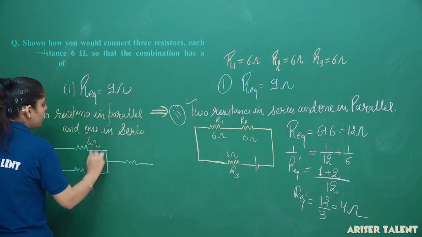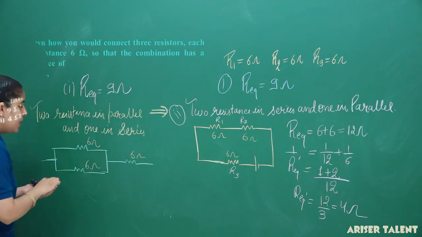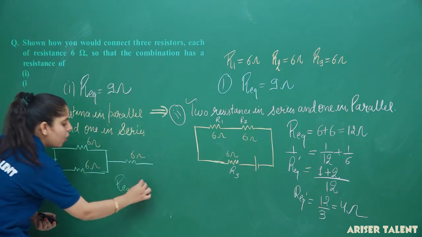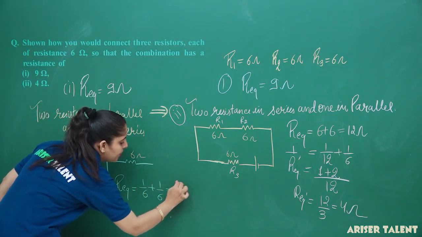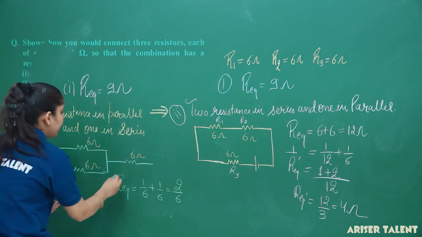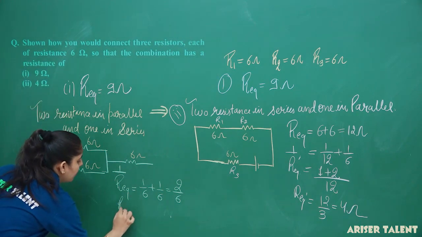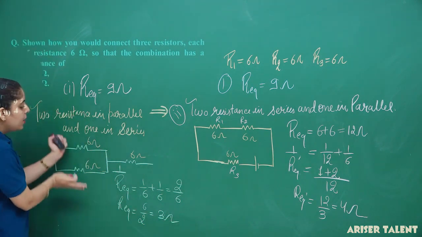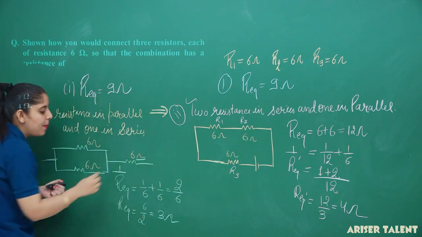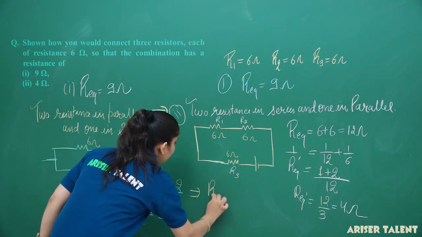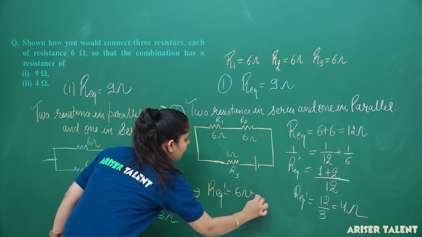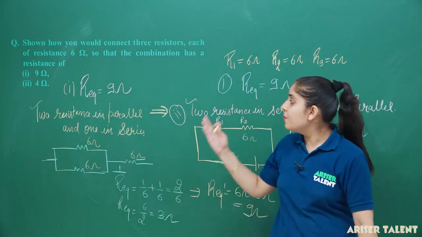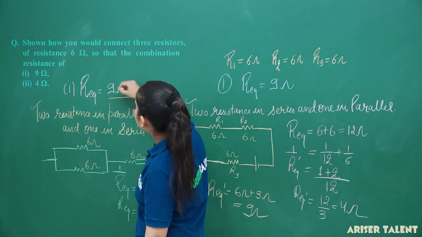So, this is our 6 ohm, this is our 6 ohm and this is our 6 ohm. Now, again you want to determine the R equivalent. It is a parallel combination, and the parallel combination will give you 1 upon 6 plus 1 upon 6, that is equal to 2 upon 6. It is actually 1 upon R equivalent, and R equivalent came out to be 6 upon 2, that is equal to 3 ohm. Now, this 3 ohm is connected to that 6 ohm in series. So, R equivalent dash is equal to 6 ohm plus 3 ohm. And what are we getting here? We are getting 9 ohm. So, our first condition is satisfied. We are getting R equivalent equal to 9 ohm.